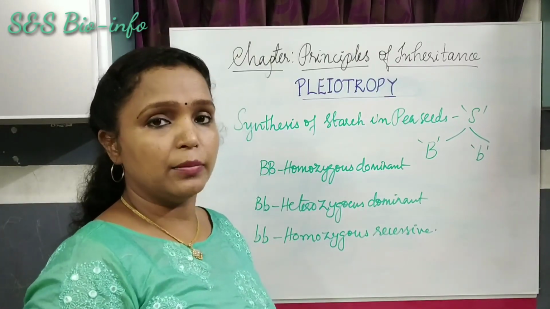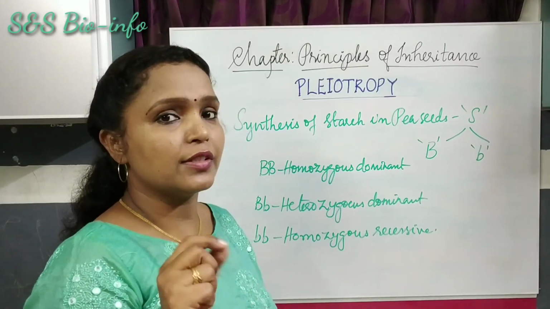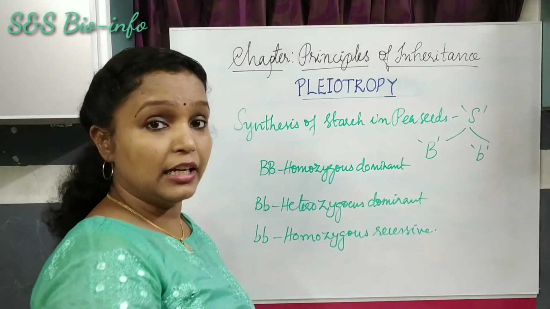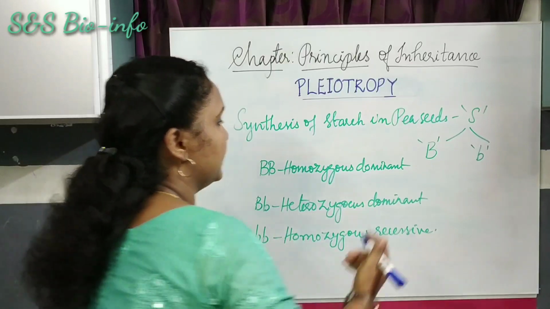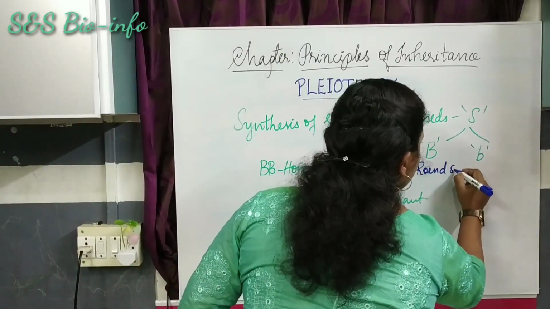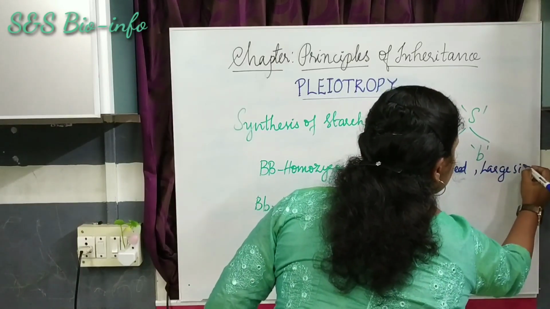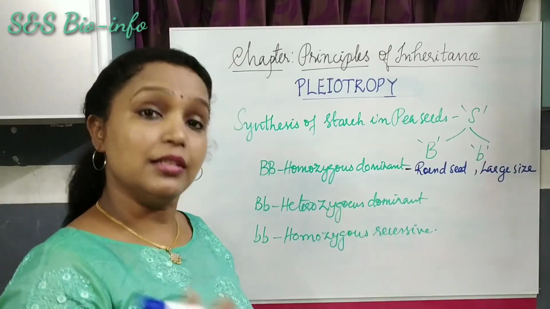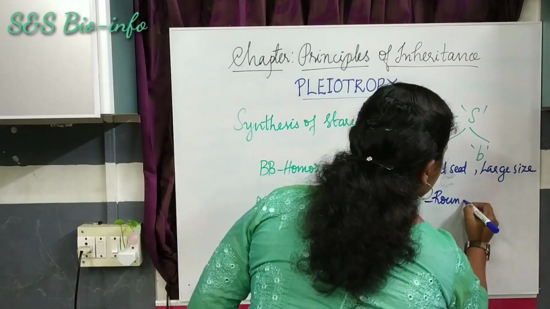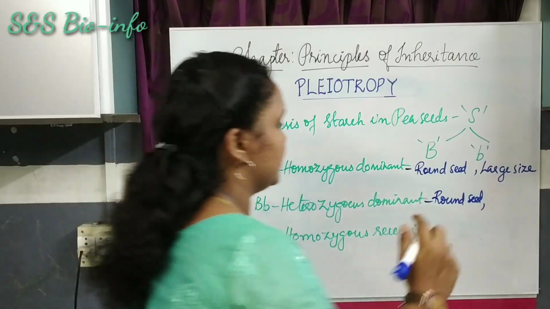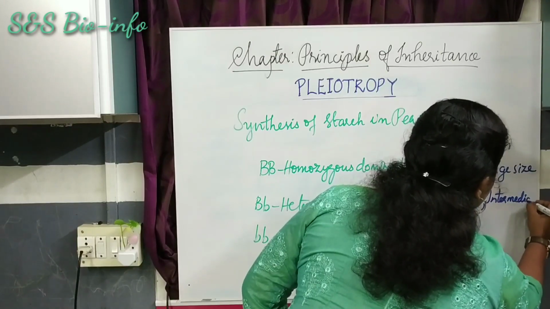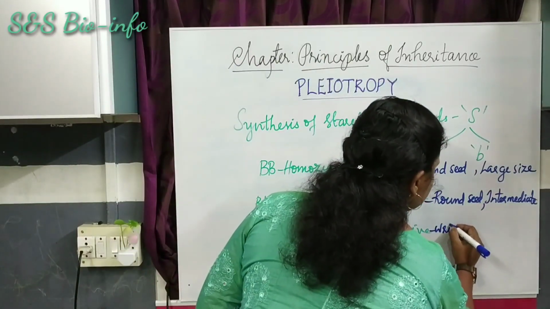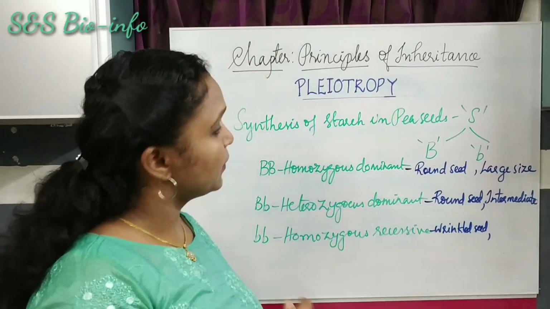Any one of these conditions can occur in the pea plants to control the synthesis of starch in the seed. In the case of the first one, homozygous dominant, if these alleles are present in the pea plant, the result will be a round shaped seed, large sized. The seed will be round in shape and large in size. In the second case, the seed will have the same round shape, but the size will be intermediate. In the case of the third one, homozygous recessive, the shape will be wrinkled and the size will be small.